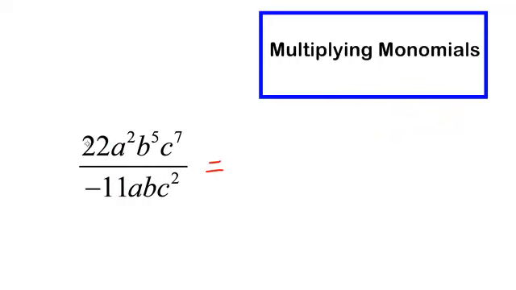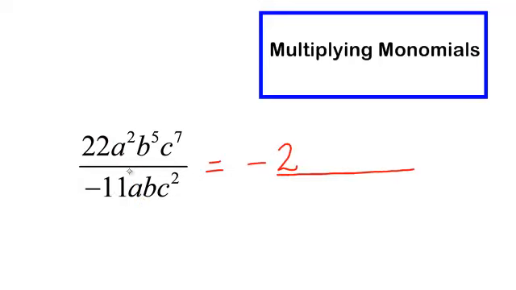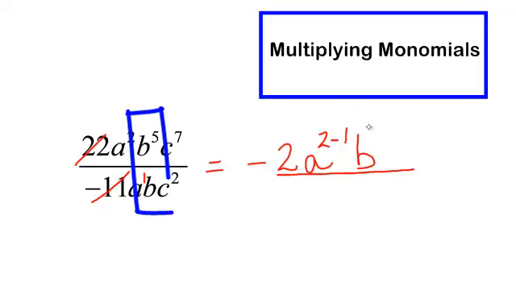Let's reduce our coefficients first. Now once again, this negative, I don't change the rules for my coefficients. 22 divided by negative 11 is a negative 2. That is in the numerator. 11 will go into that, 11 will go into that. Now let's work with our variables. I will have a to the 2 minus 1. So even though there's not an exponent there, I should know it's 1. B to the 5 minus 1.